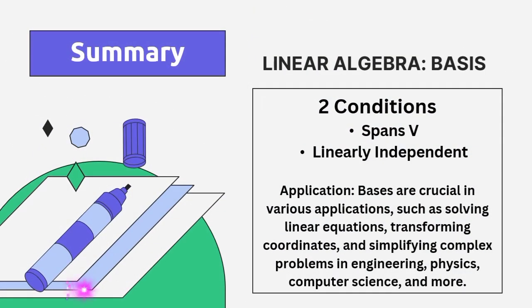Now for spanning, the thing that we did a while back is that we should get a value for a sub 1, a sub 2, and a sub 3. That is for spans. But for linear independence, our scalar quantities a sub 1, a sub 2, and a sub 3 should be equal to 0. So under spanning, there should be a value, but for linear independence, it should be equal to 0. So that is the basic identity of a basis under linear algebra.